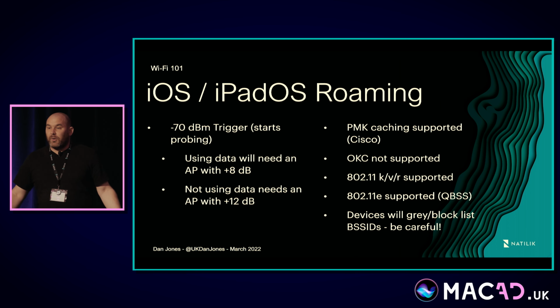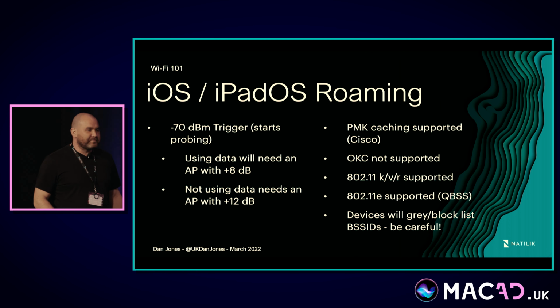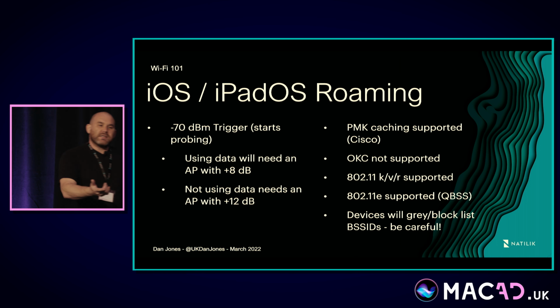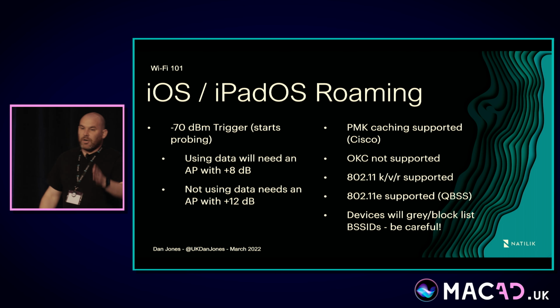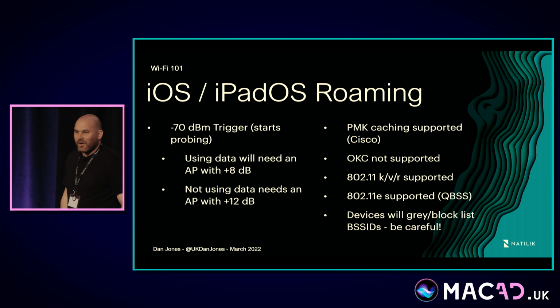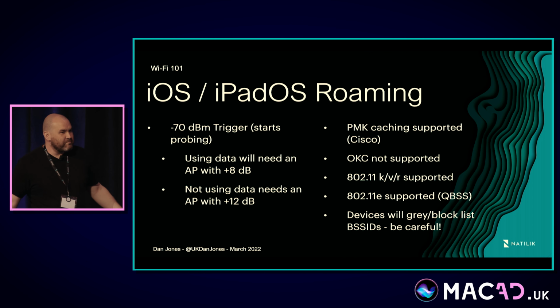So K is neighbor reports. Basically, if I join an AP, it says to me, just so you know, these are the 6 other APs and the channels they're on that I, as an AP, can hear loudest. So why is that useful? Because it means that when my device hits that -70 trigger, it doesn't go, oh, right, I'll start at channel 1. Are you the network I'm looking for? Channel 2. Are you the network I'm looking for? Channel 3. Are you the network? That will waste a lot of battery and a lot of time.